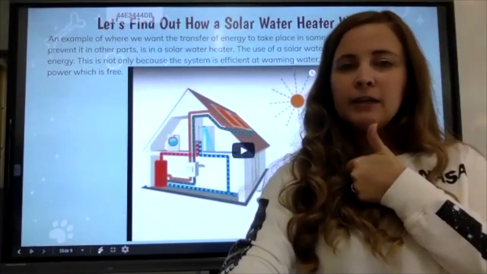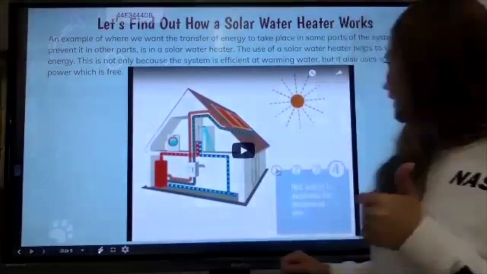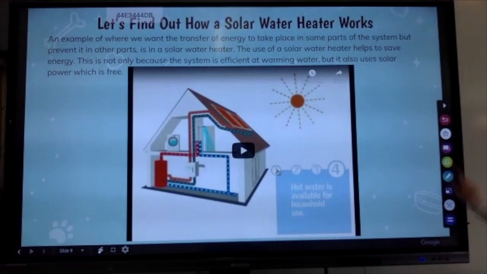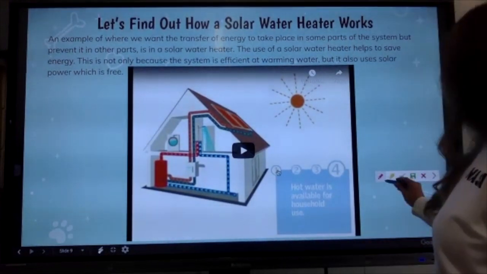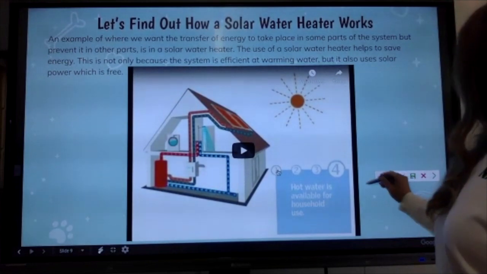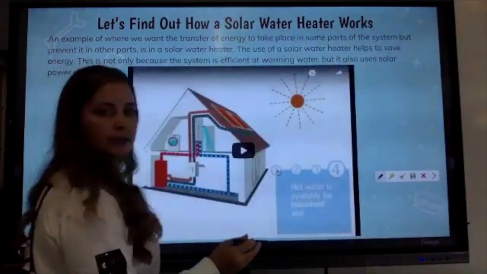So remember, insulators keep the heat in its place. So for example, let me see. Oh, there's my pen. I always lose my pen. All right. So for example, let's see. Where can I write it?